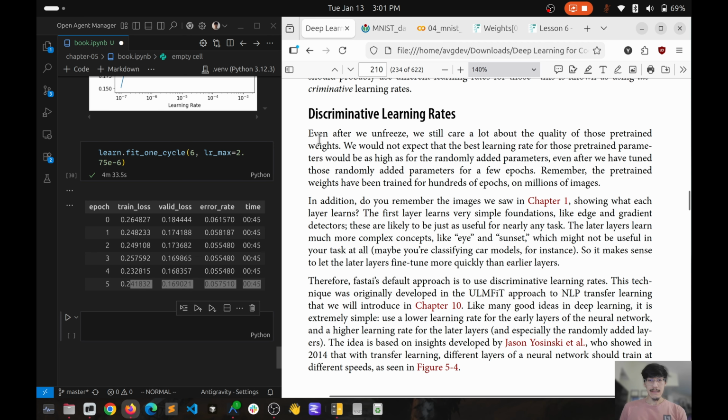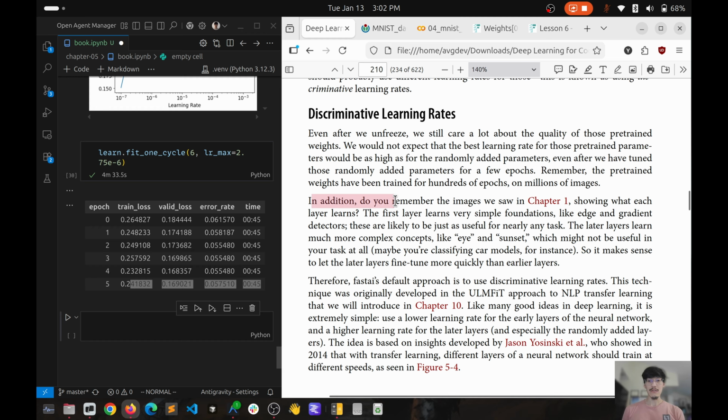Discriminative learning rates. Even after we unfreeze, we still care a lot about the quality of those pre-trained weights. We would not expect that the best learning rate for those pre-trained parameters would be as high as for the randomly added parameters, even after we have tuned those randomly added parameters for a few epochs. Remember, the pre-trained weights have been trained for hundreds of epochs on millions of images.